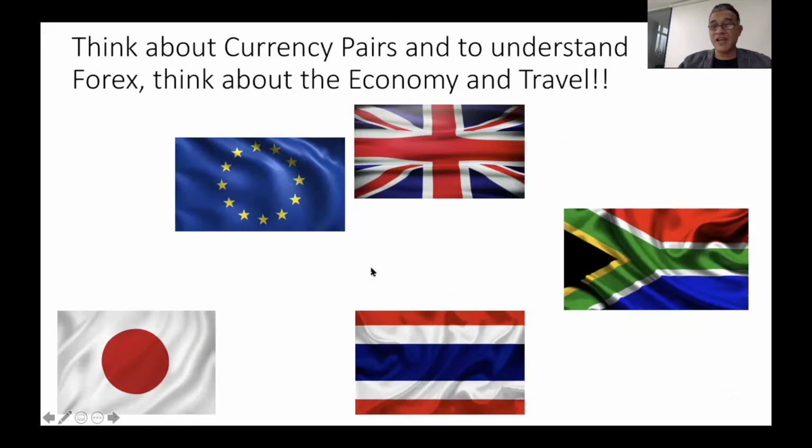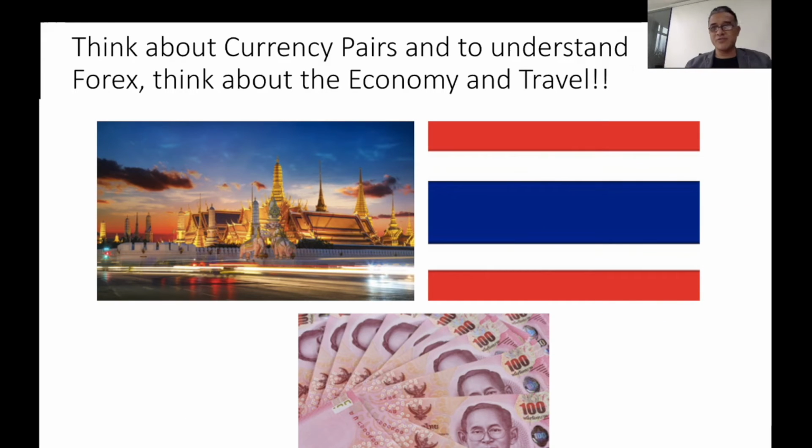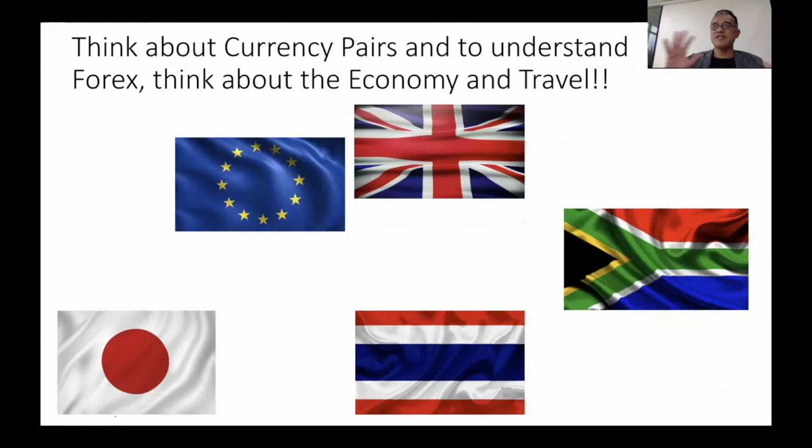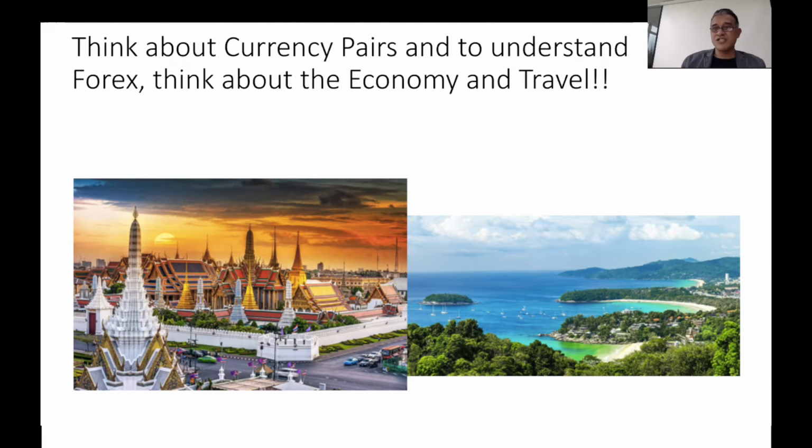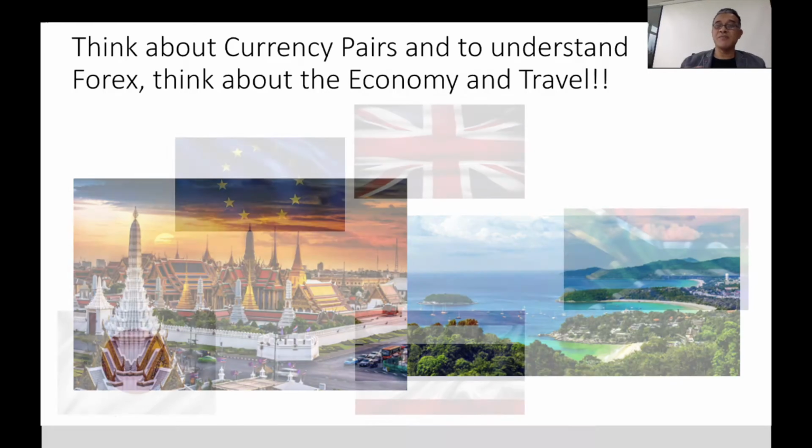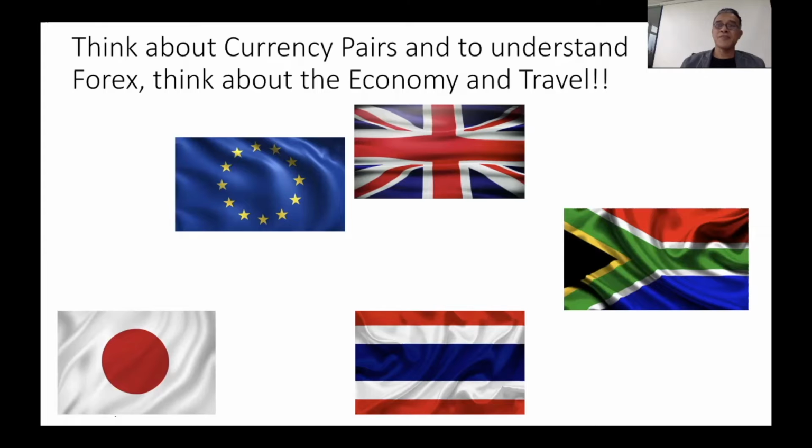You see here the flag of Thailand. Now, you know that Thailand is one of the top tourist destinations in the world, whether it's Bangkok or Chiang Mai, or the islands of Phuket and Koh Samui. Basically, when you want to go to Thailand, you just have to convert your currency into the Thai baht, okay?